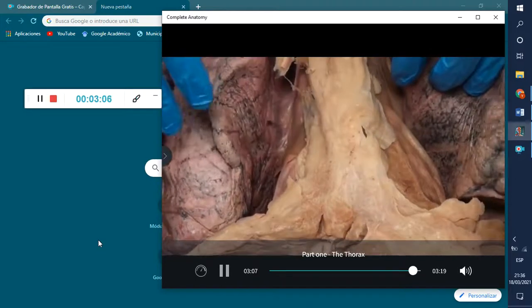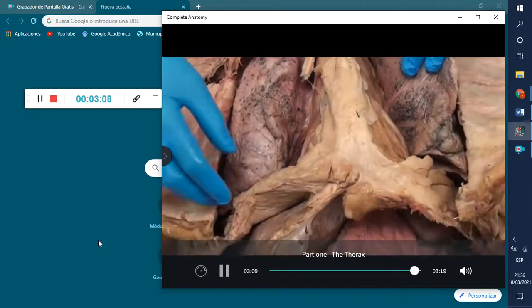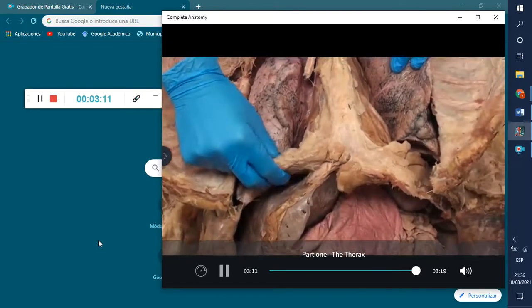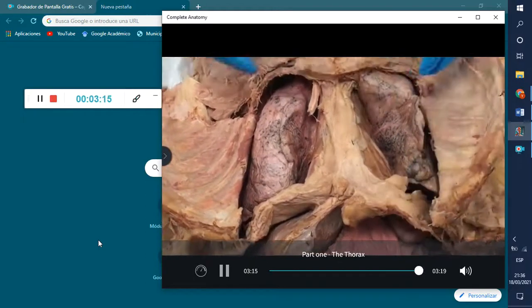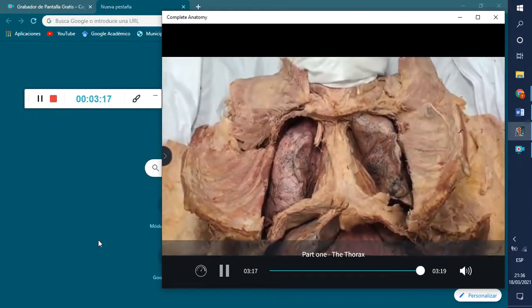Separating the thoracic cavity from the abdominal cavity, we see the diaphragm here on the right, as well as here on the left. Let's now take a closer look at the lungs.